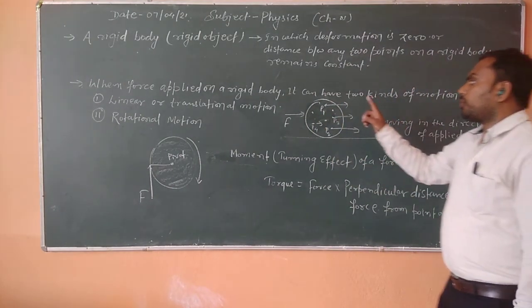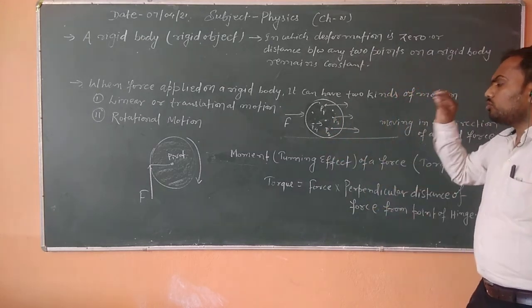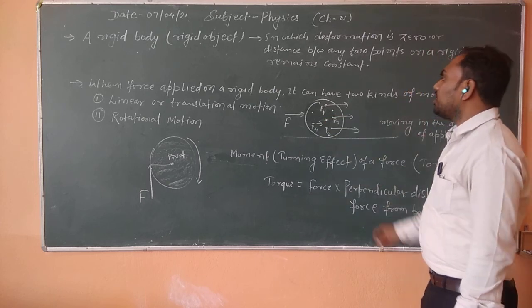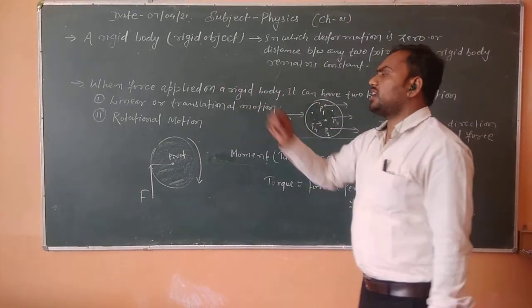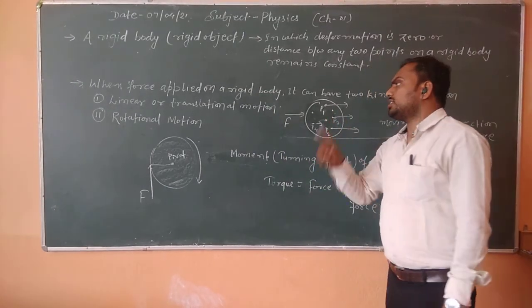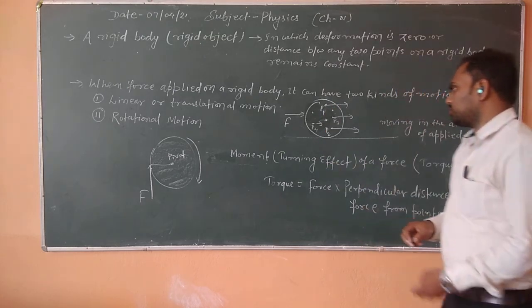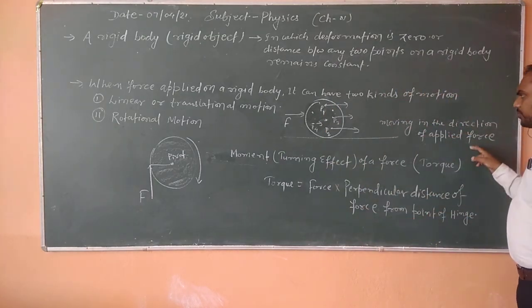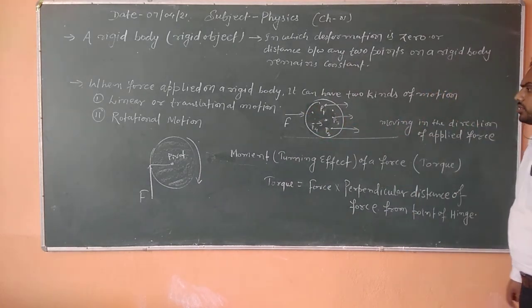Each and every point of that body, either the center of gravity or any other point, should move on a straight line. Then we say that the body is in linear motion or translational motion. Moving in the direction of the applied force, as I mentioned, that is linear motion or translational motion.